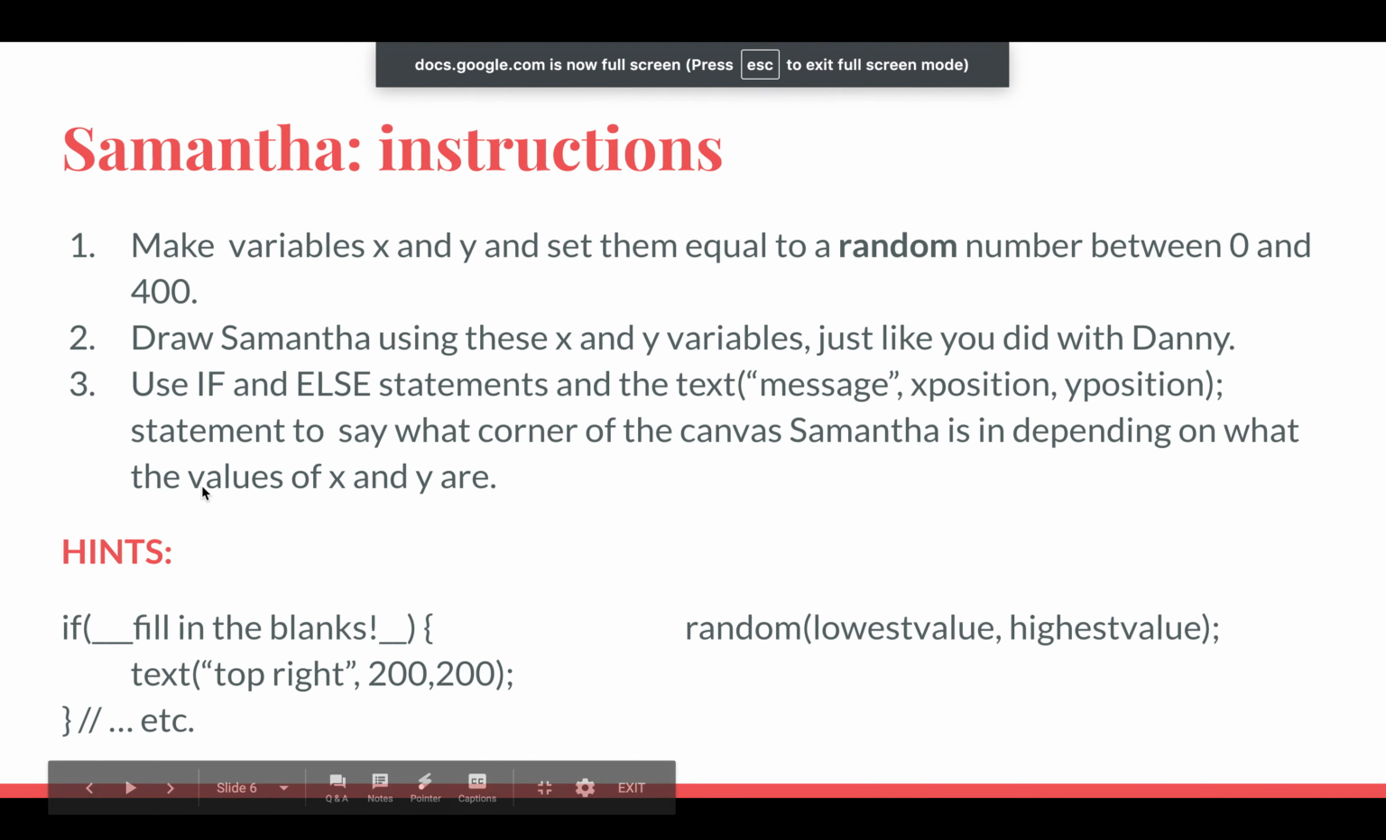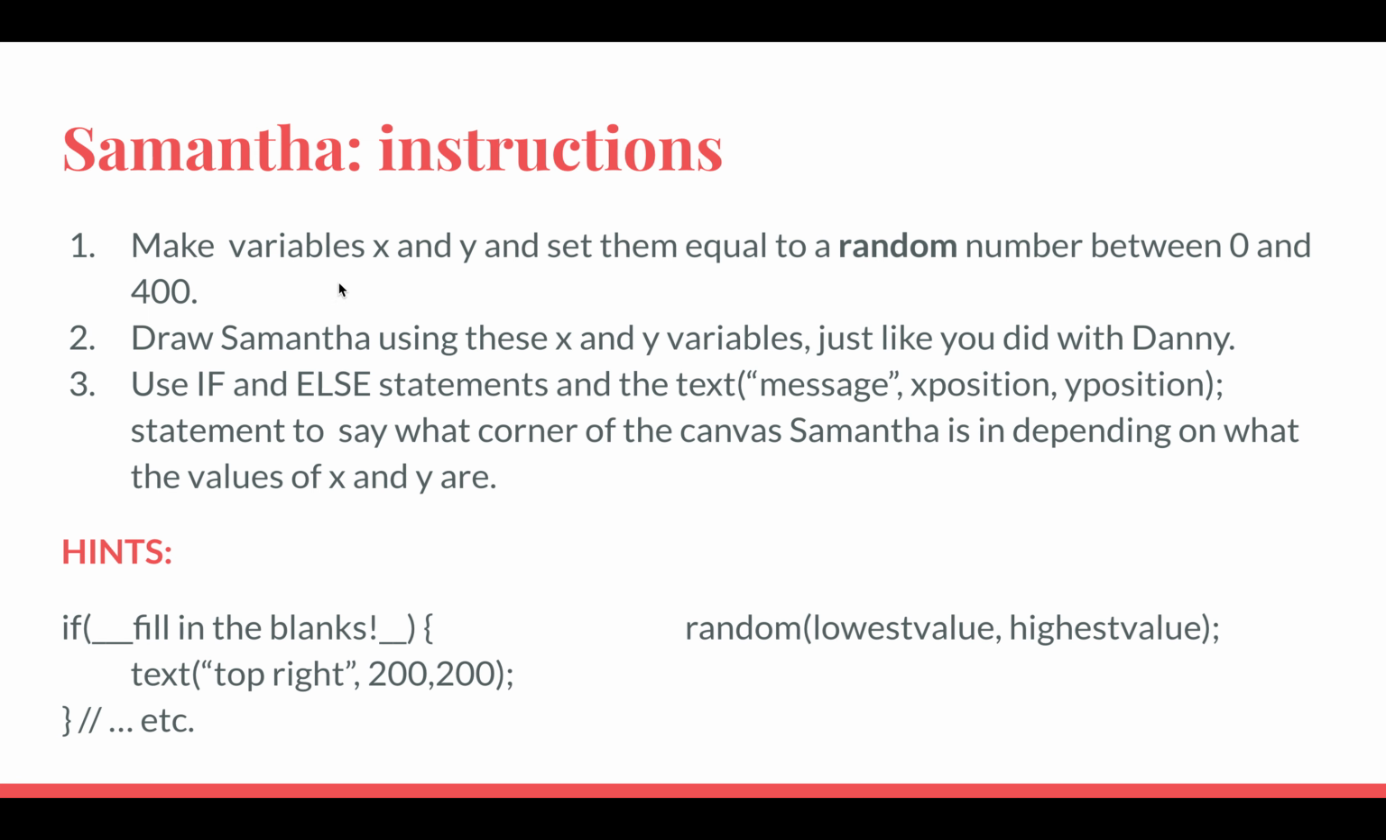All right. So here are the instructions. First, you make variables and set them to random numbers. And you incorporate these variables into the positioning of Samantha, just like what you did with Danny, and then you will change the text based on the variables x and y using if-else statements. And in order to set the text, you do text(message, x position, y position). So you're going to change the message based on x and y.